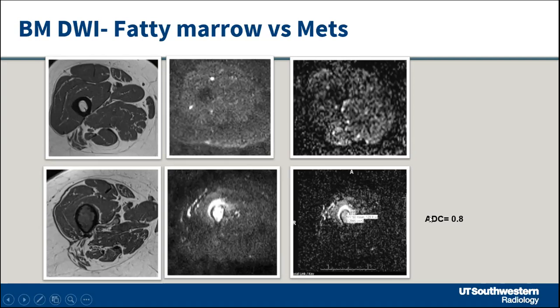But if you look at the ADC, it's 0.8. So look at the brightest areas and look at the ADC. If that bright stays bright, well, the edema stays bright, but the tumor does not. So you know it's a malignant tumor. Anything below 1.1 is bad for us. So here is an ADC of 0.8, so we're thinking of malignancy.